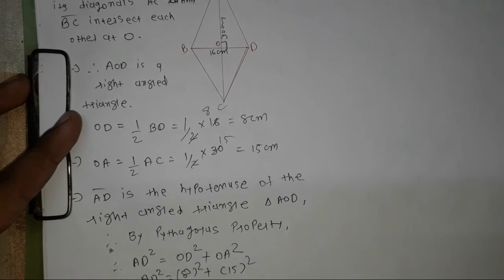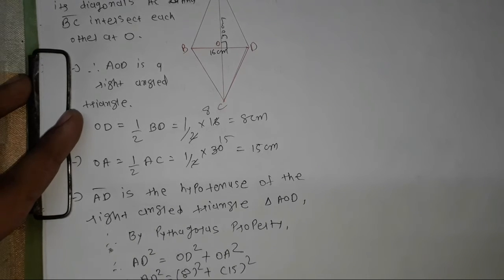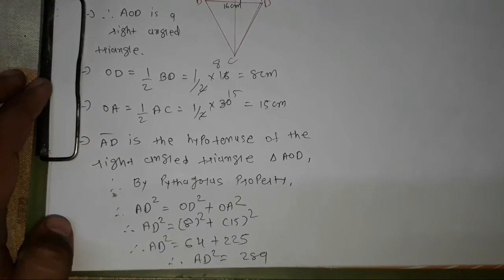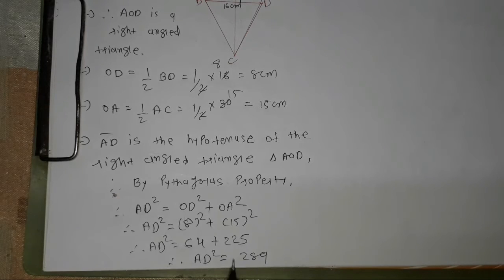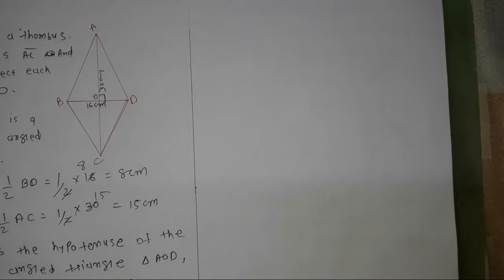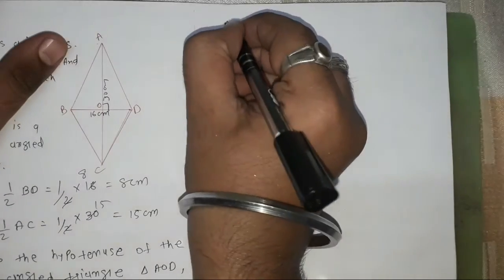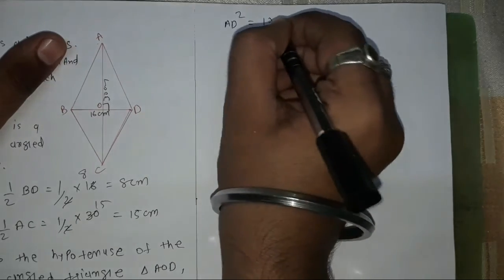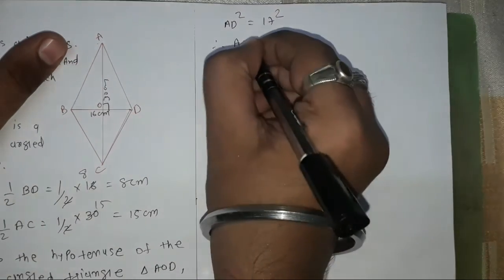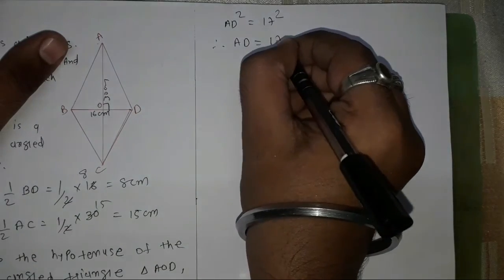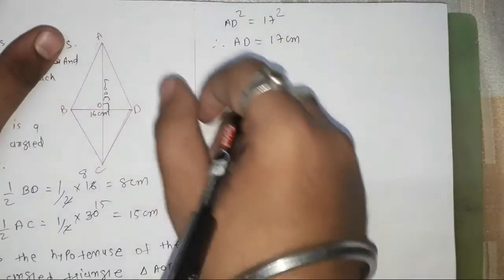Therefore AD square is equal to, if I add 225 plus 64, then I will get 289. Now this is the measure of AD square, and I need the measure of only AD. For that we will take the prime factors of 289. After solving the prime factors of 289, under root 289, we'll get AD square is equal to 17 square. Therefore AD is equal to 17 centimeters. So this is the measure of AD.